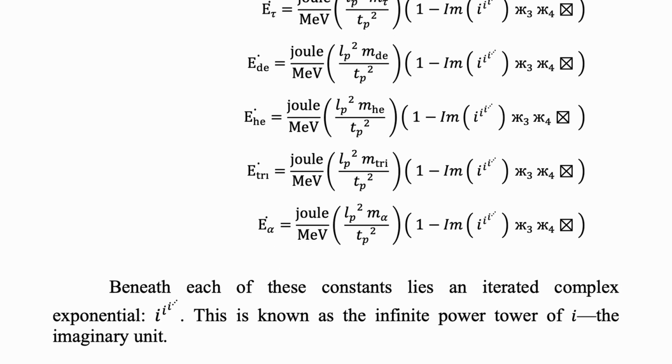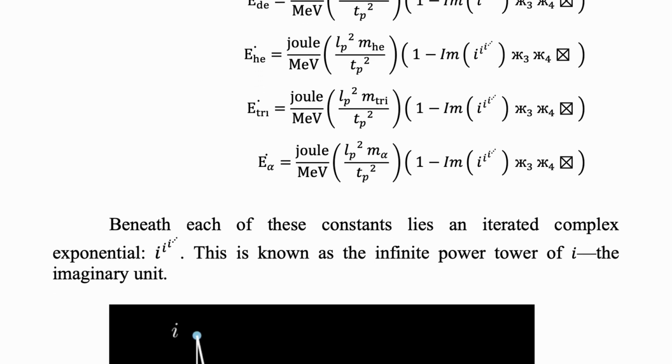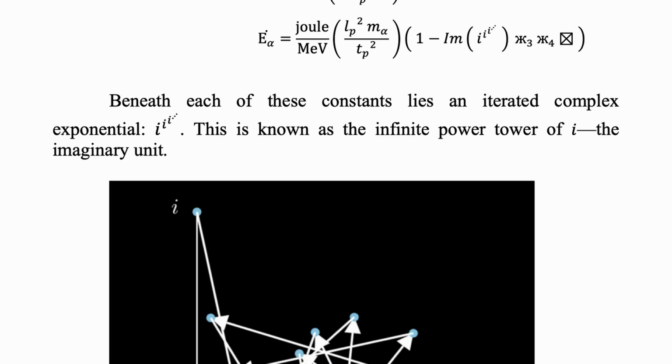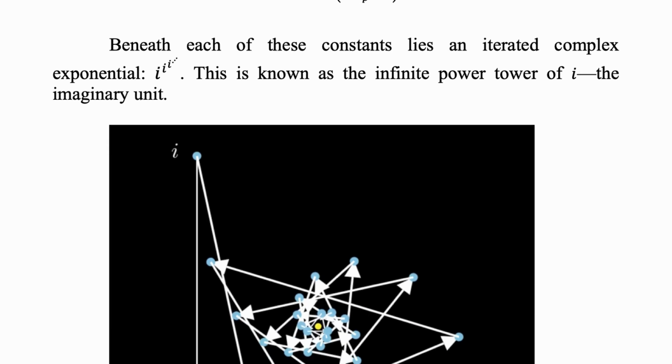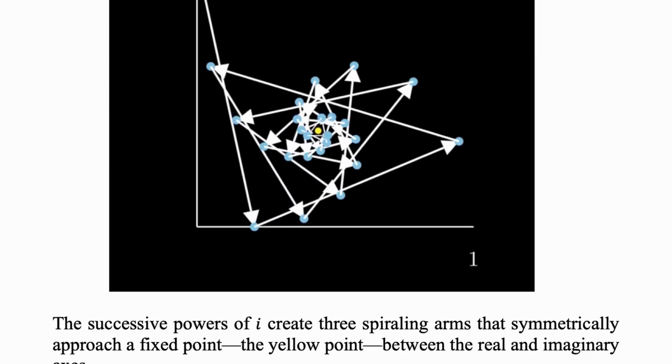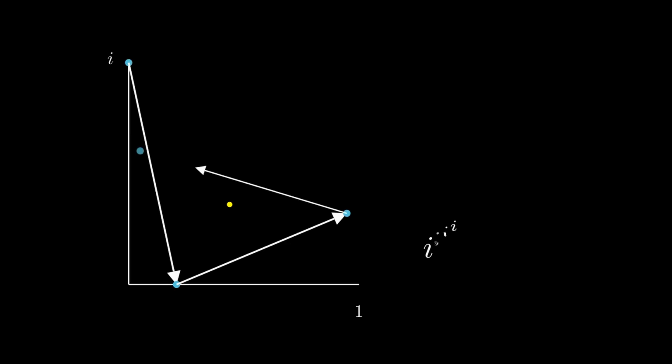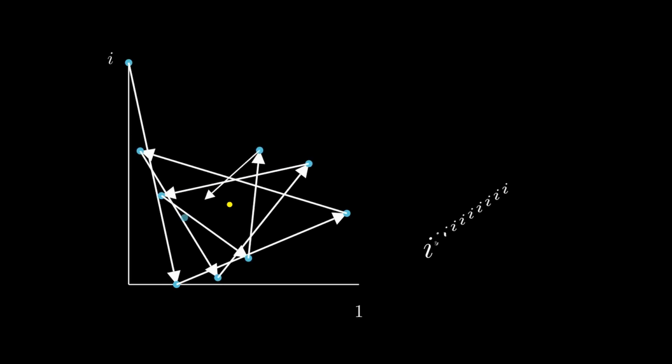Beneath each of these constants lies an iterated complex exponential, i to the i to the i to the i to the i, and so on. This is known as the infinite power tower of i, the imaginary unit. The powers of i trace out a spiraling structure in the complex plane that orbits and converges on a single fixed point, hovering between the real and imaginary axes.